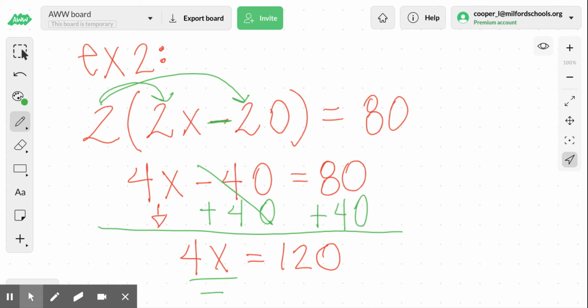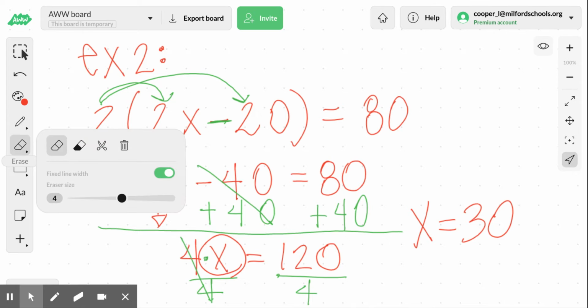Here we're going to divide by 4, because remember we were doing 4 times x, now we need to divide. So that leaves us with our final answer. We're left with our x over here, so x equals 120 divided by 4, which would be 30. So that's your answer there.